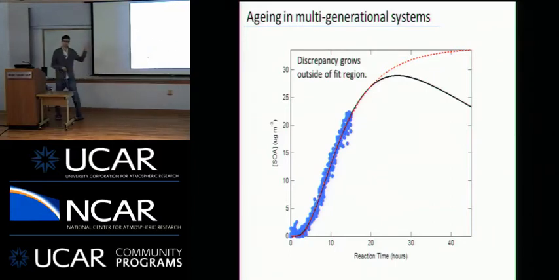And I should mention Gecko as well sees things like this. You do start to see turnovers in your SOA formation.